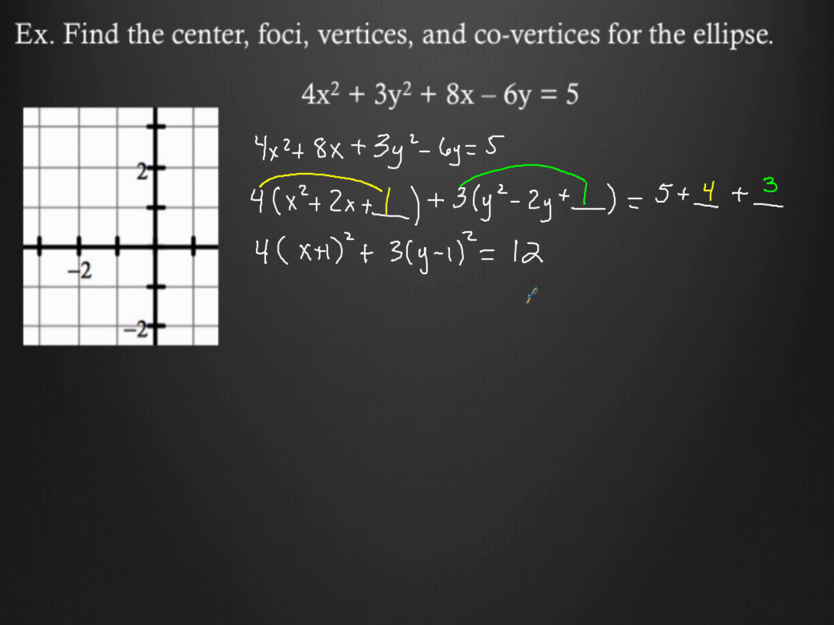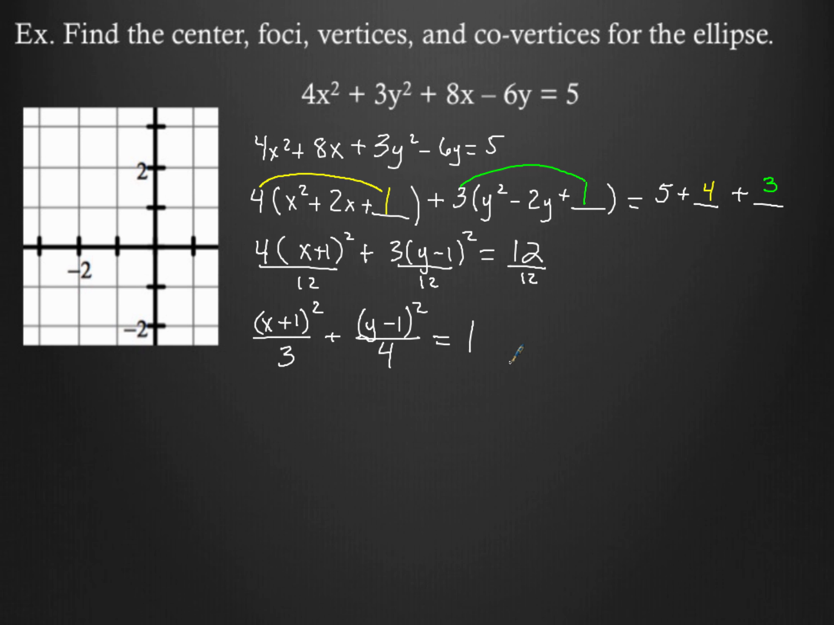Now it's not set equal to 1, so I have to divide every single thing by 12. So I'll divide this by 12, this by 12, and this by 12. When I do that, I will end up with (x plus 1) quantity squared over 3, plus (y minus 1) quantity squared over 4 equals 1. So now I've got it in my standard form for the ellipse.